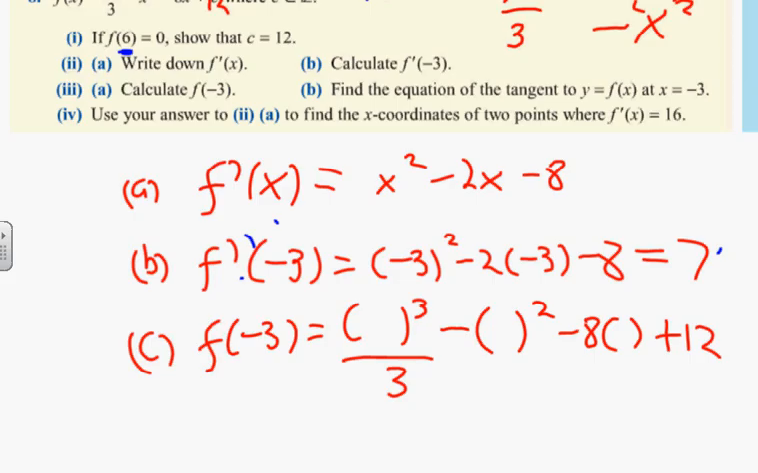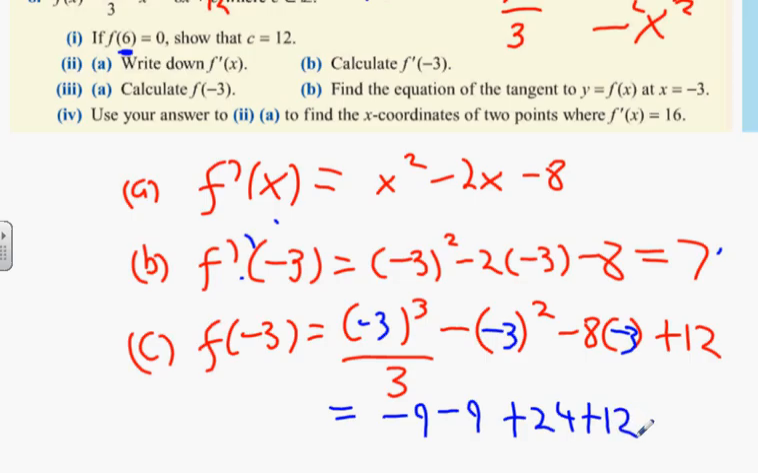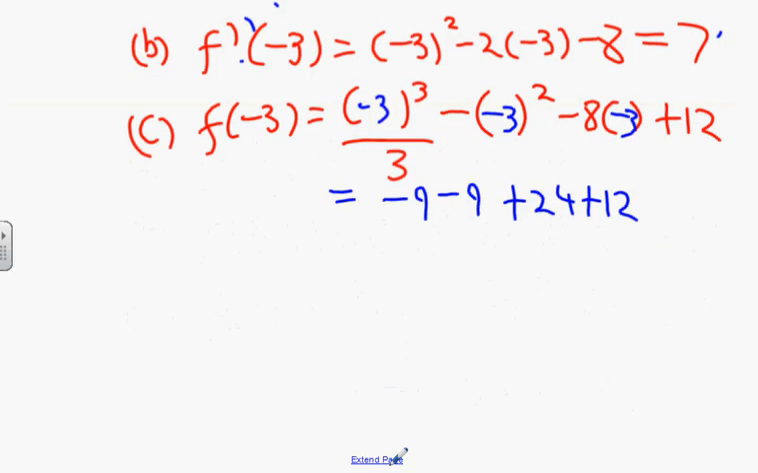What do we replace into the blanks? Minus 3. Minus 9. Oh, sorry, minus 9, minus another 9, plus 24, plus 12. Minus 18 plus 36. 18. So what does that mean? When the input is minus 3, the output is 18.